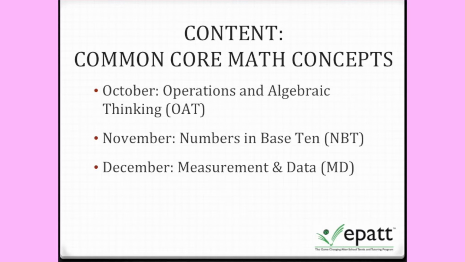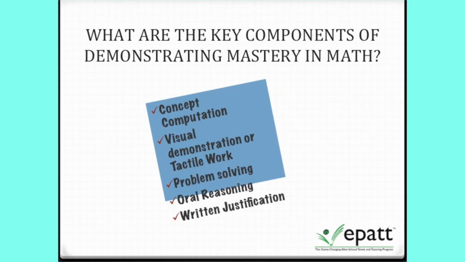November, and December, respectively. At EPATT, we approach math mastery by helping students to improve their skills in 5 areas: computation, which is adding, subtracting, etc.; visual demonstration or tactile work, which requires using hands or manipulatives or using drawings to do math; problem solving, which includes thinking through alternative ways to solve; oral reasoning, meaning students explain their thinking aloud; and written justification, which means students know how to write detailed sentences to explain their thinking.